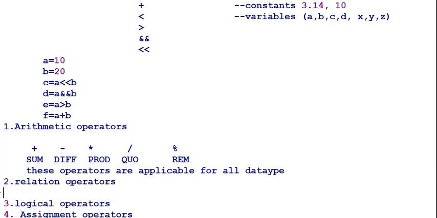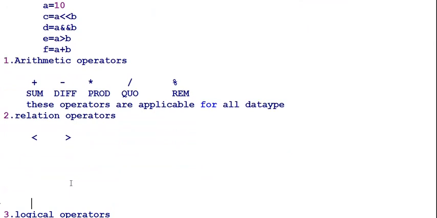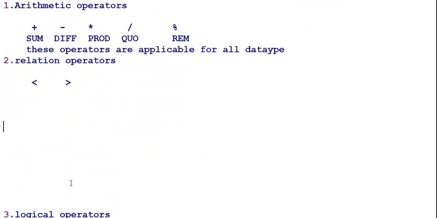Later we will go for the program. Next, the relational operators evaluate the relational expression, such as which is big and which is small. We have less than, greater than, less than or equal to, greater than or equal to, is equal to, and not equal to. These form the comparison between two operands.